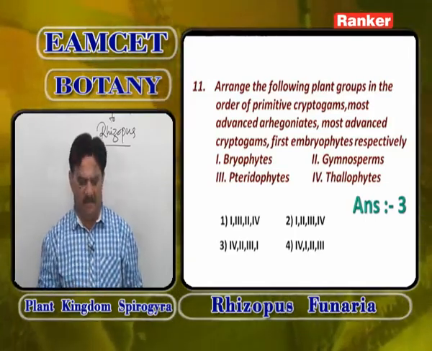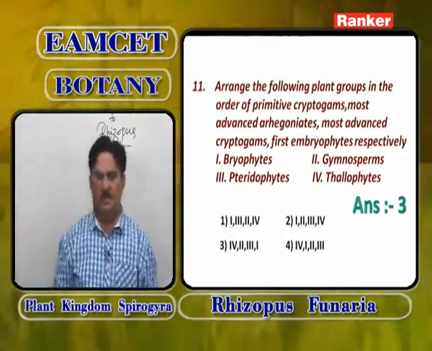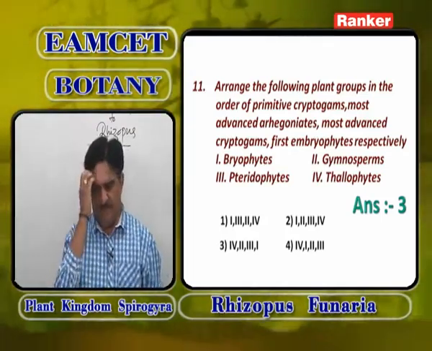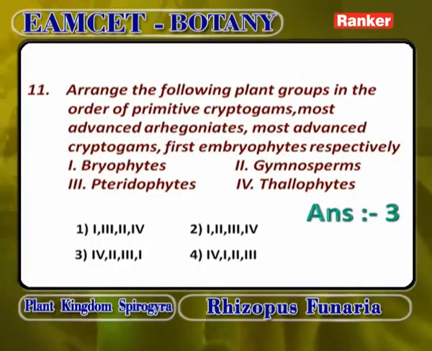First embryophytes: for the first time in plant kingdom, zygote starts mitosis only in bryophyta. So, definitely bryophytes show embryo. So, answer is primitive cryptogams are thallophytes, most advanced archegoniates are gymnosperms, most advanced cryptogams are pteridophytes and first embryophytes are bryophytes. 4, 2, 3, 1 is the answer.